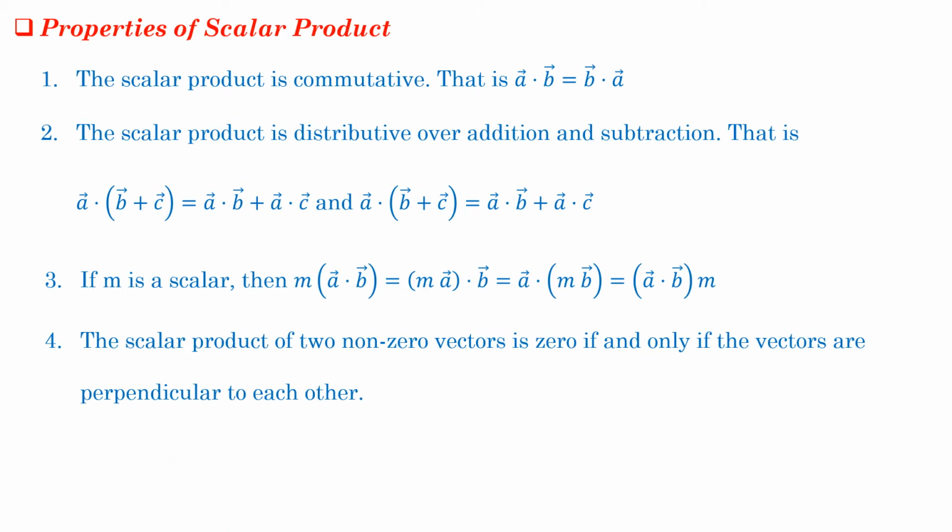Then we take the next one, A dot A. This is mod A, mod A, cos 0, because the direction of A and A are the same, and therefore the angle between the two vectors will be 0, so it is cos 0 only. Hence the dot product is equal to mod A mod A cos 0, and this value cos 0 is 1 only, and mod A into mod A is simply A square.